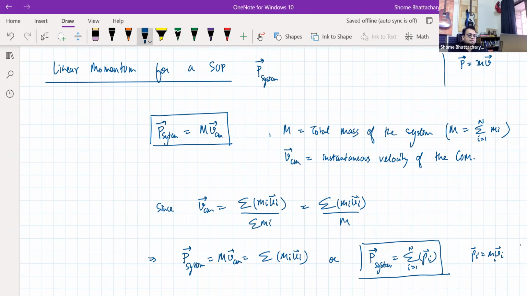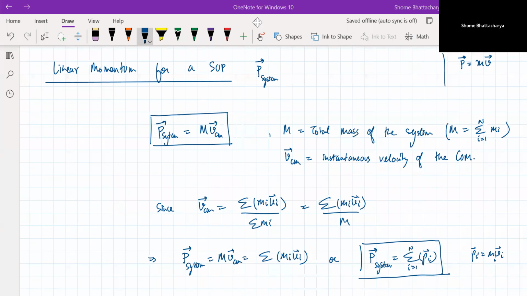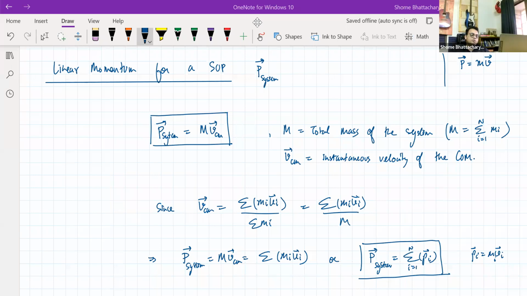Okay. So while the definition of linear momentum of a system is total mass multiplied by velocity of the center of mass, if our system consists of different discrete particles, n in number, moving at different velocities, individual velocities vi, then we can find the momentum of the system by also calculating the vector sum of the individual momenta of all the particles. Okay.